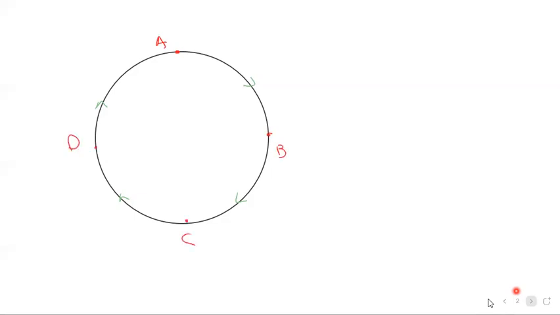So at point A, it's going to have a velocity. What direction is the velocity at A? Right, basically. What is the velocity at B? The direction: down. C: left. And D: up, right.